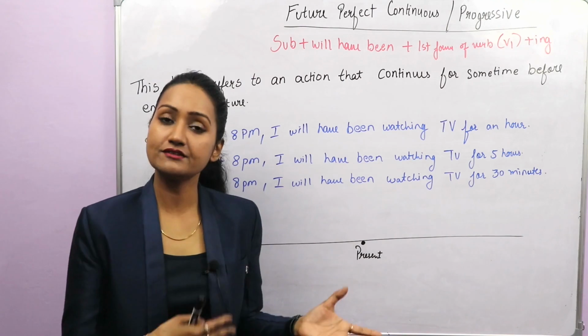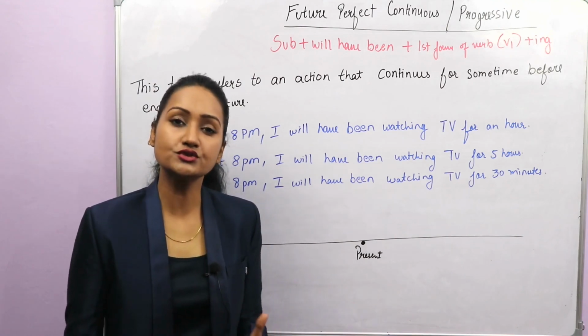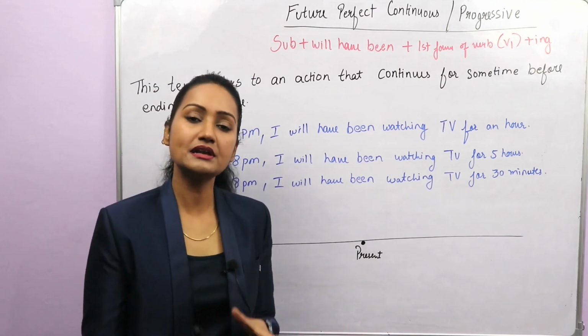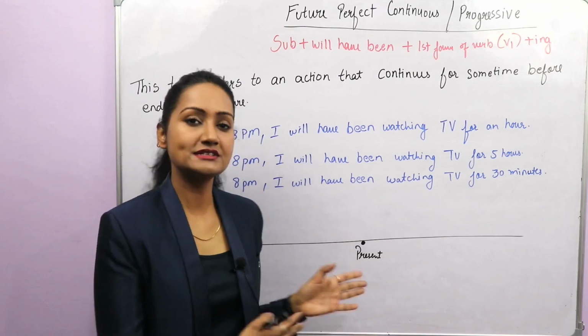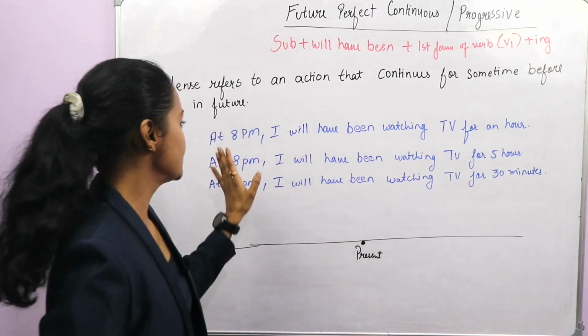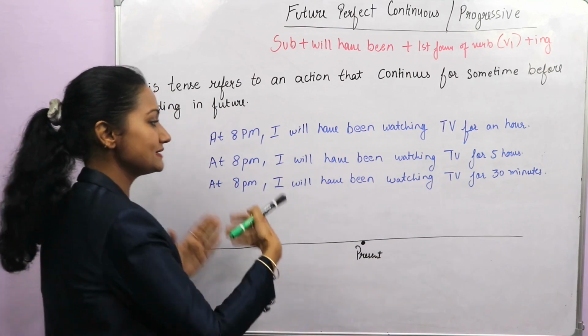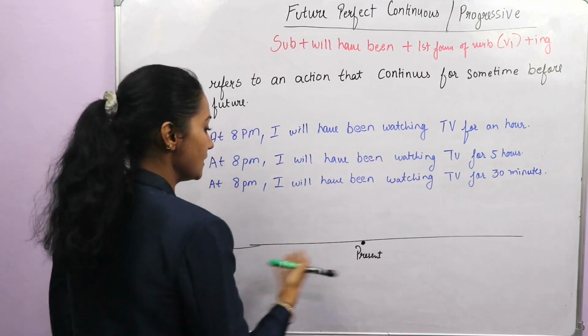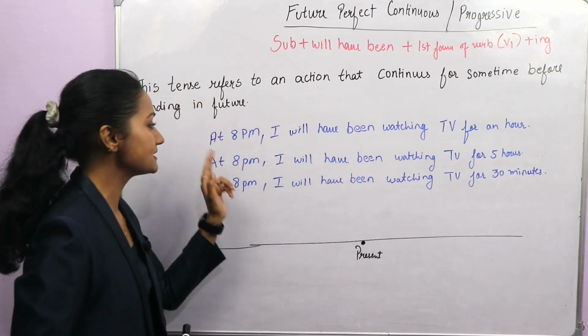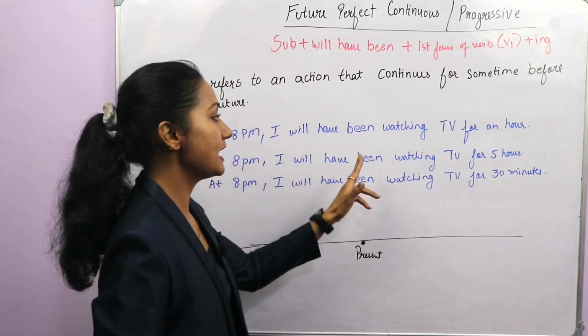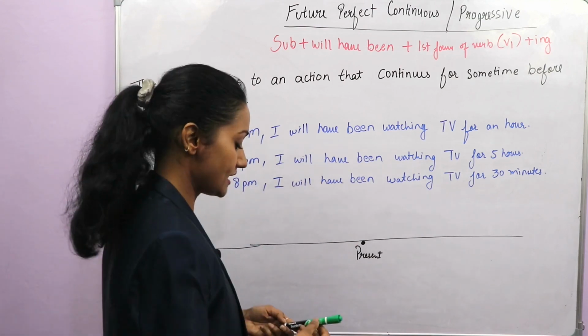So what we have learnt just now about future perfect continuous, I will explain it to you all with some examples. Here we have three sentences. Let's understand them one by one on a timeline. The first one is: at 8 p.m. I will have been watching TV for an hour.